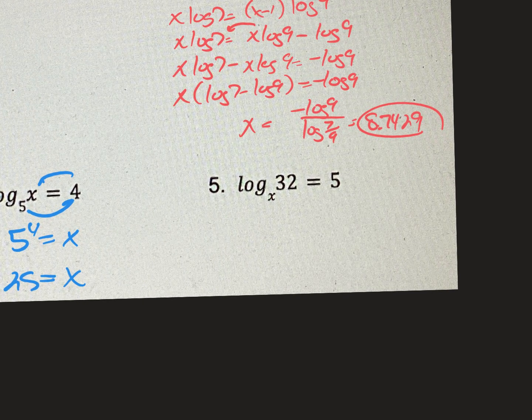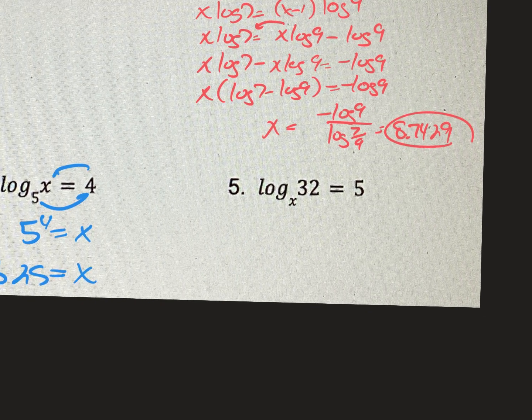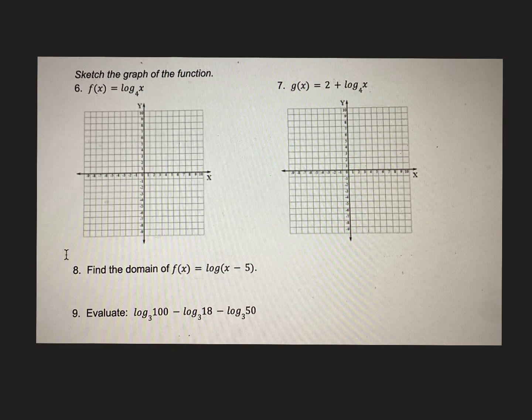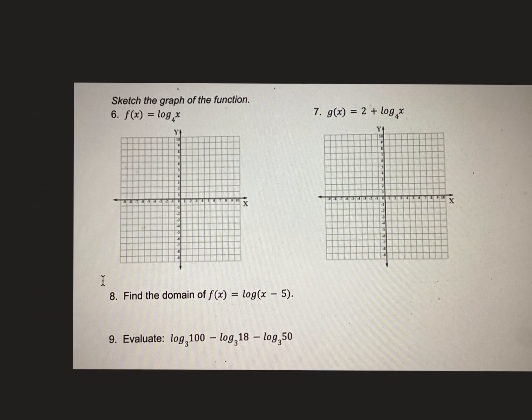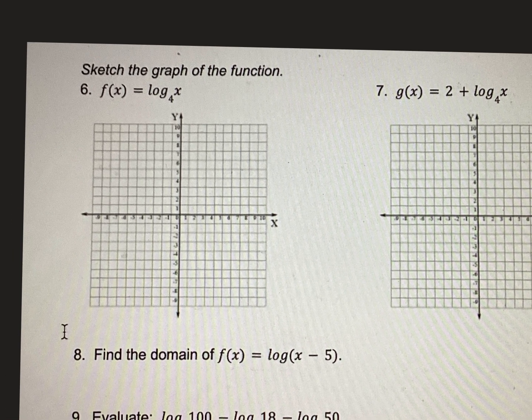Number 5, one more. Same pattern. Come on now. X to the 5th power equals 32. So x to the 5th power is 32, which means really I'm just taking the 5th root of 32 here, which is 2. And there's your equation. Number 6 gets the graph of log base 4 of x.